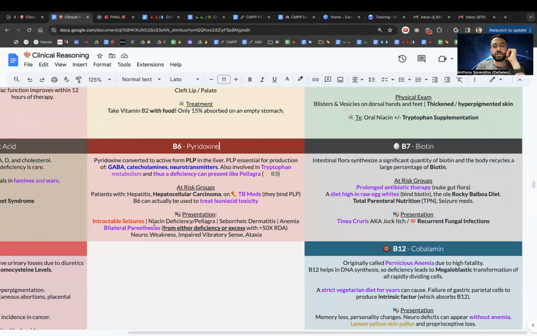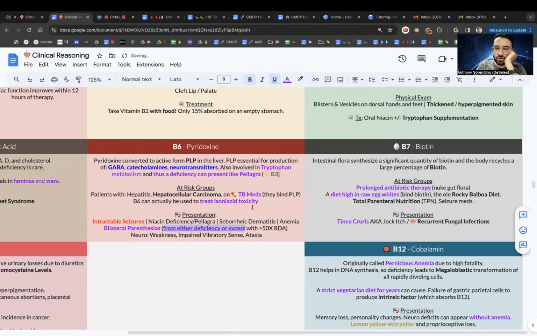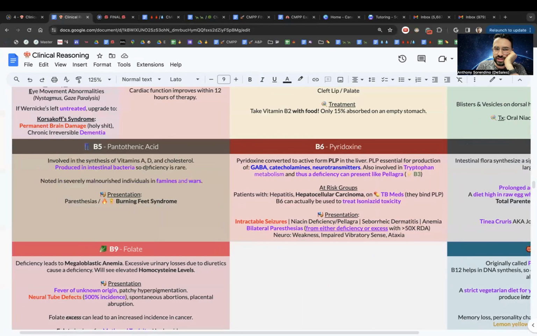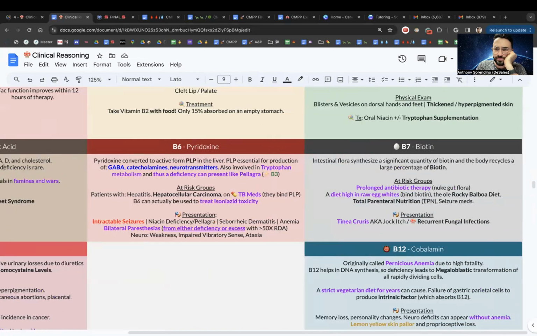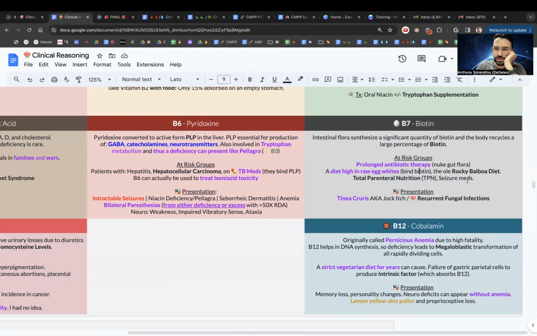I think the big thing here is you get these bilateral paresthesias either from deficiency or excess. That's kind of like a unique thing. All right, biotin we get from intestinal flora. We get that from B5 as well. Prolonged antibiotic therapy, I think that's a big one. Diet high in raw egg whites, the old Rocky Balboa diet.